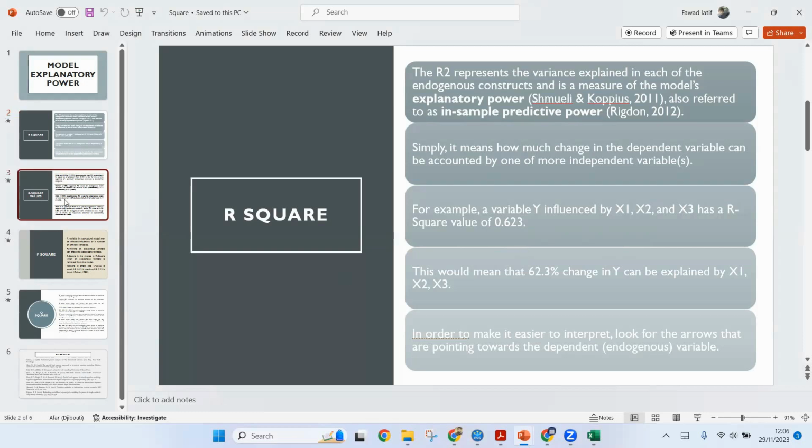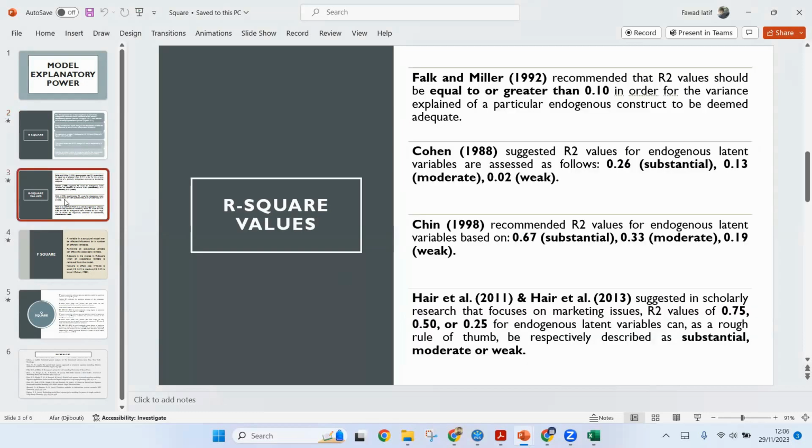Now, how do you look at the R square values? According to Falk and Miller, they recommended that R square values should be equal to or greater than 0.10 in order for the variance explained in a particular endogenous construct to be deemed adequate. How would I know that my R square values are adequate? According to Falk and Miller, if the values are greater than 0.10, then they are adequate.